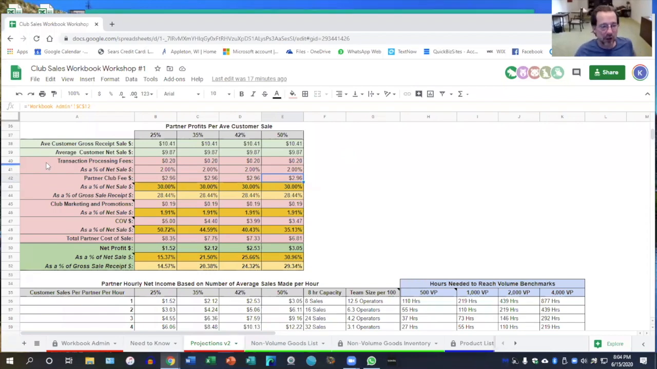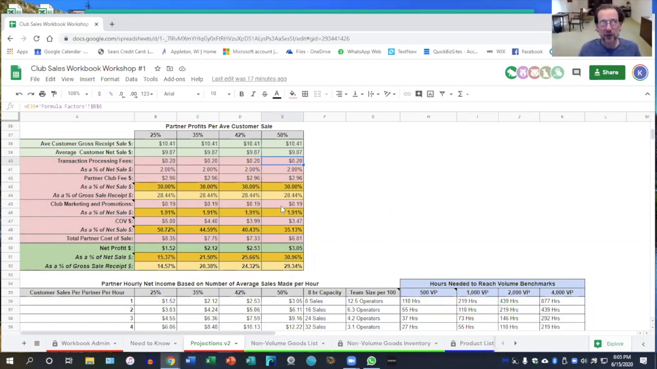Now, all of these red rows are just breaking down the costs. If you want to look at all of those details, great. If you don't want to look at all those details, great. It breaks down the costs and the percents and all of that. Transaction processing fee is 2%. You will know in your club if it's different, depending on what merchant accounts you use and all that. This is using a 2%, right? So your club and marketing, it's going to vary.